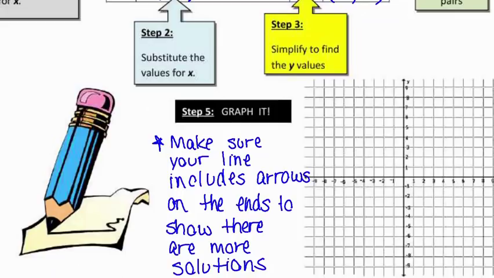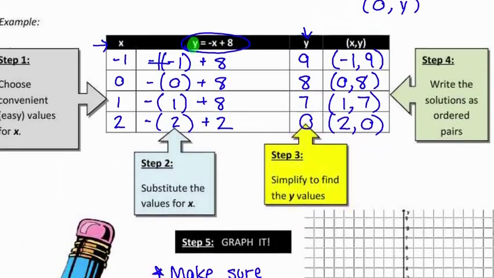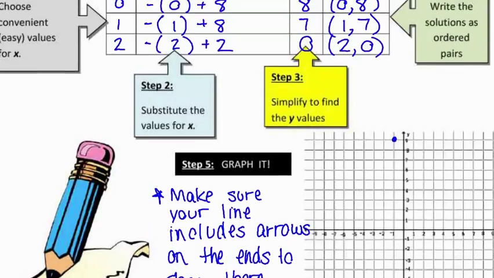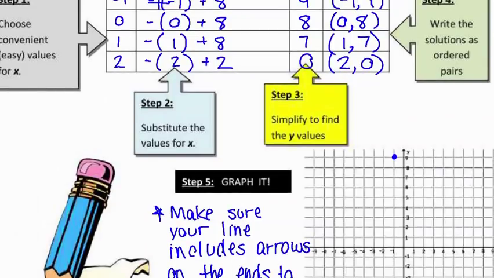So if I look at my first point, it is -1, 9. So I'm going to come down to my graph. I'm going to start at the origin. I'm going to go -1, 9. There's my first nice pretty point. My second point was at 0, 8. So I'm going to go over 0, so I'm not walking any, and I'm going to fly 8. So here's my second point.